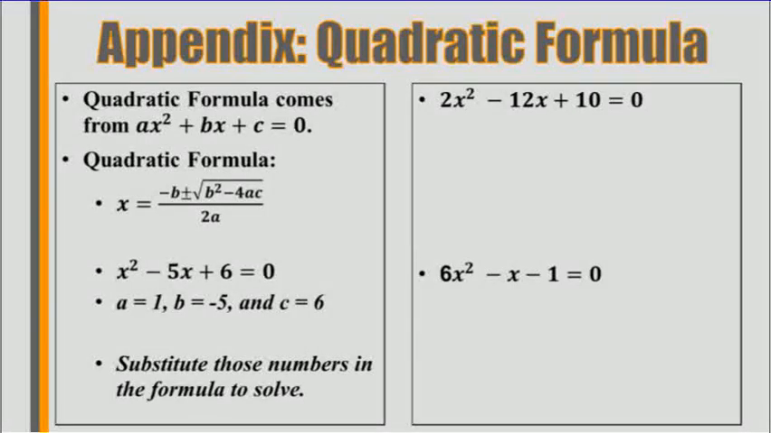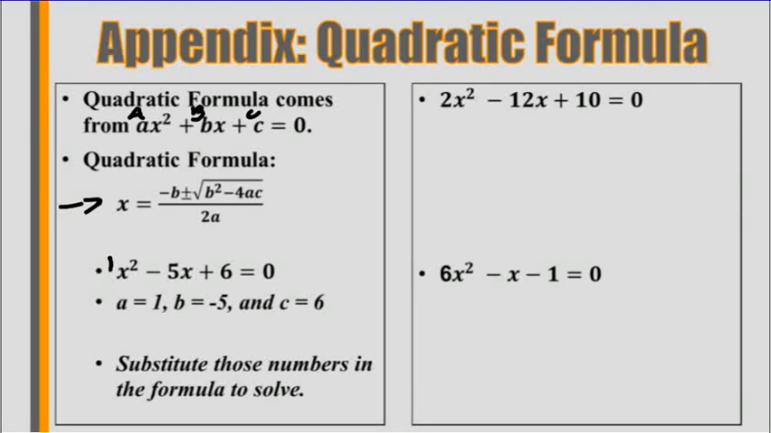The quadratic formula is ax squared plus bx plus c equals 0. And you can see how they went from standard form to the actual formula, which is x equals negative b plus or minus the square root of b squared minus 4ac, divided by 2a. This is your a, this is your b, this is your c, remember, just the numbers. So we're just going to substitute those numbers into the formula to solve for x.